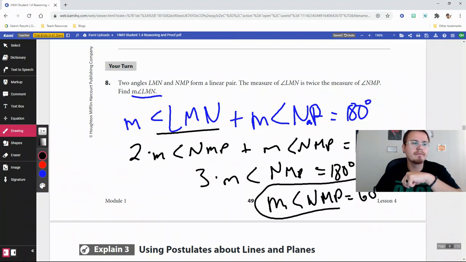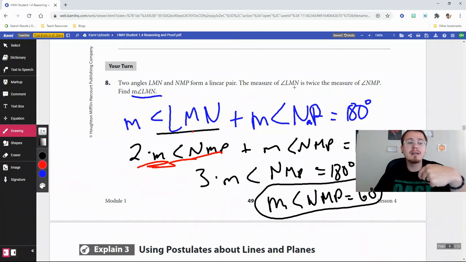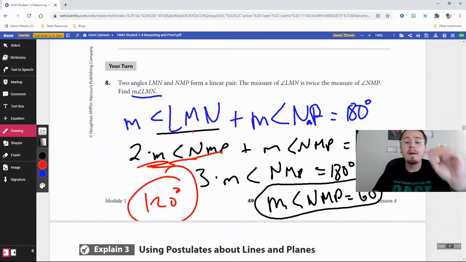We're done, right? What did the question ask, though? Did it ask for that? No, it asked for LMN, so we got to figure that out. Well, go back to your knowledge of linear pair, it's got to add up to 180 degrees. So you could just do 180 minus 60 and get the 120. But you also know, according to this, that LMN is the same as 2 times the measure of NMP. So what's 2 times 60? 120 degrees. And just double check that math. It adds up to 180. Boom. You did a good job, hopefully.